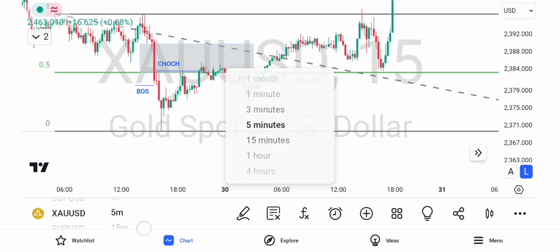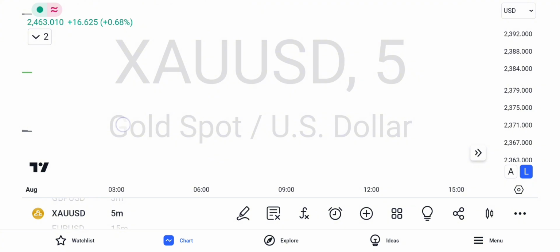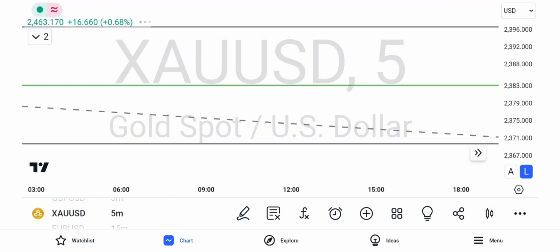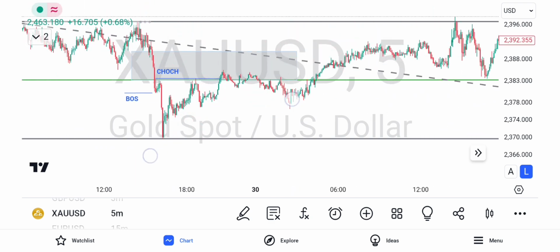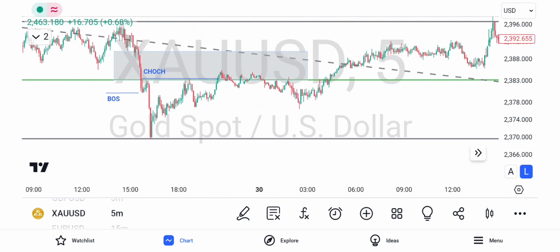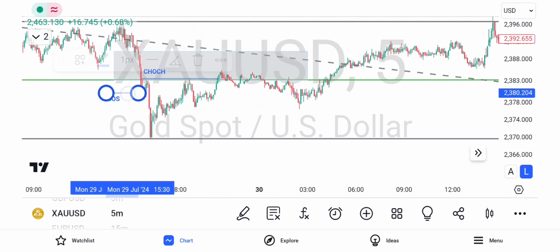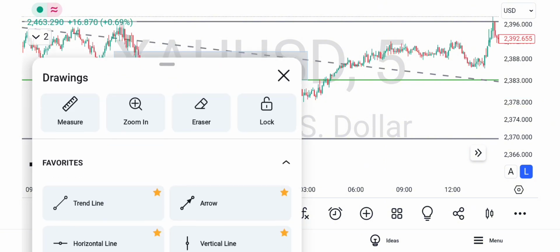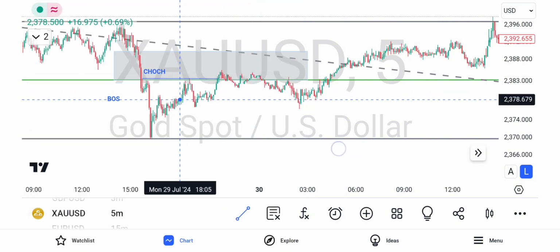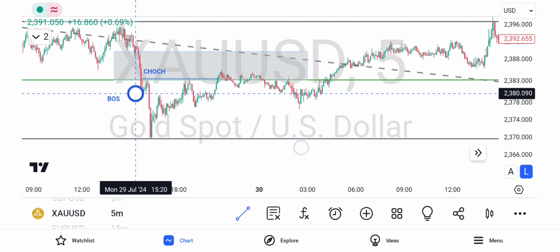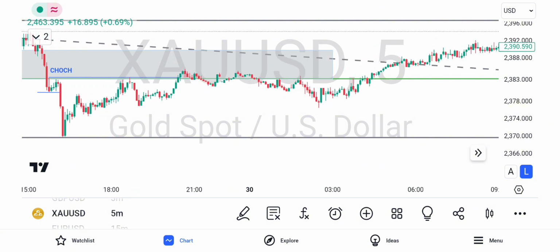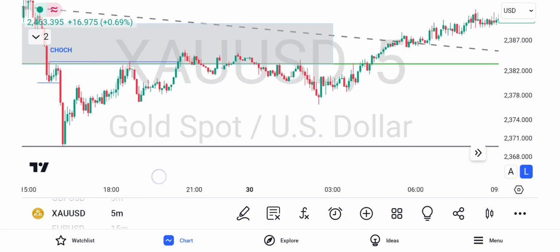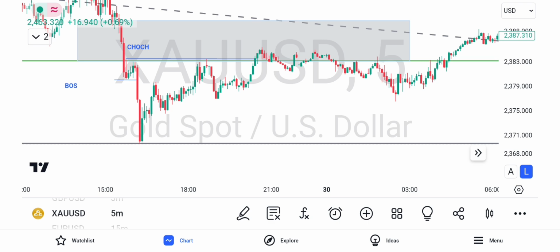So we move down to 5 minutes, and here we have it. Okay, we have it here, right? This break of structure is not aligning well, so it is important we align it well. Okay, so do you see it now? Clear and precise, right?